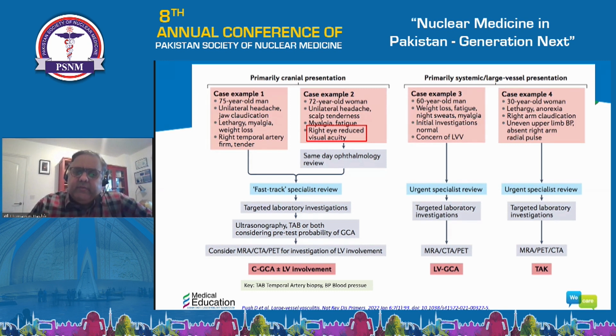On this left side, we've got 2 cases of primary systemic large vessel presentation. Again, weight loss, fatigue, myalgia. The concern is for large vessel, and in case number 4, we have uneven upper limb blood pressure, absent right arm radial pulse. So there are different clinical scenarios. The thing in blue here is fast track specialist review, urgent specialist review.